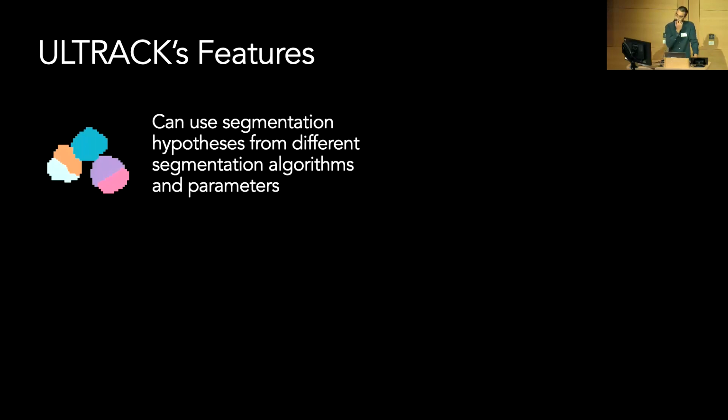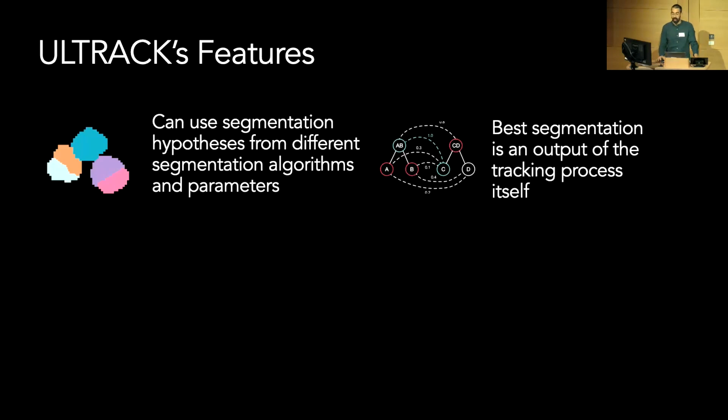So we can use different sets of segmentation as input, build a set of segmentation hypotheses, and from that, we use temporal information to find the segments that are most coherent over time, capturing the final segmentation and the tracks.